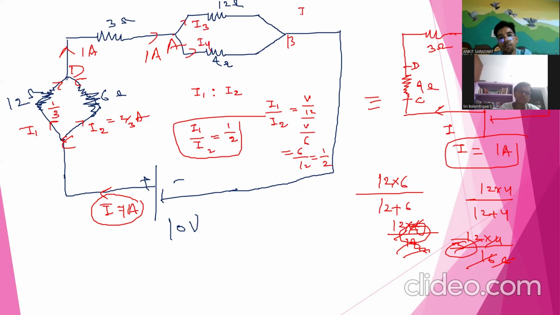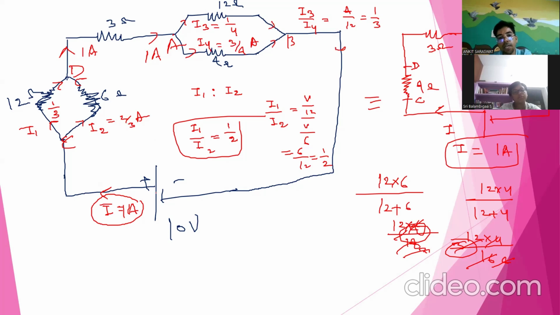Then I3 by I4 will be how much? Inverse of ratio. 4 ratio 12, 3. Sorry, ratio 1 by 3, 2. It means 1 by 4. Here how much? I3 will be 1 by 4 of total, which is 1 ampere. I4 will be what? 3 by 4. Both will merge here.